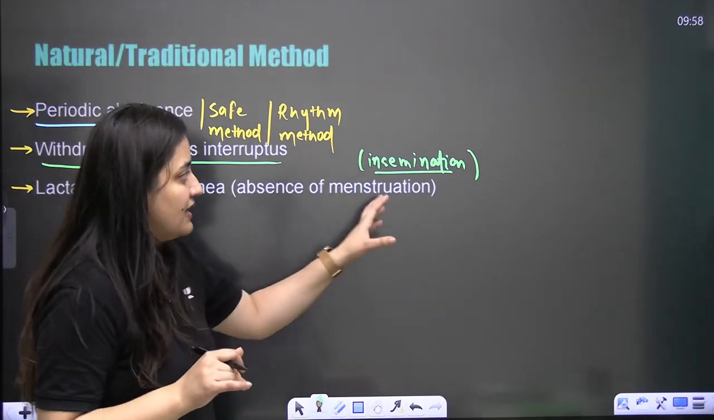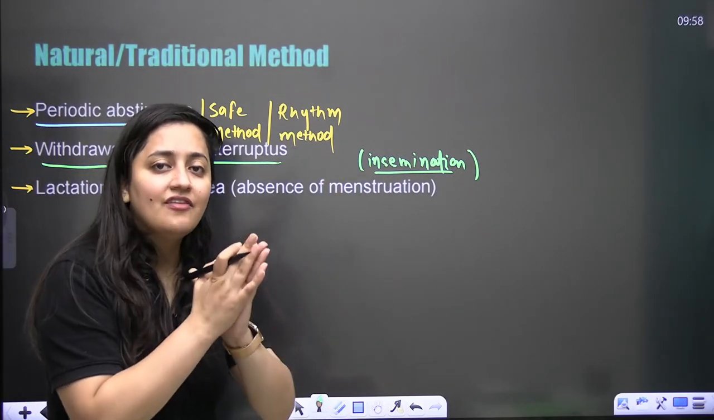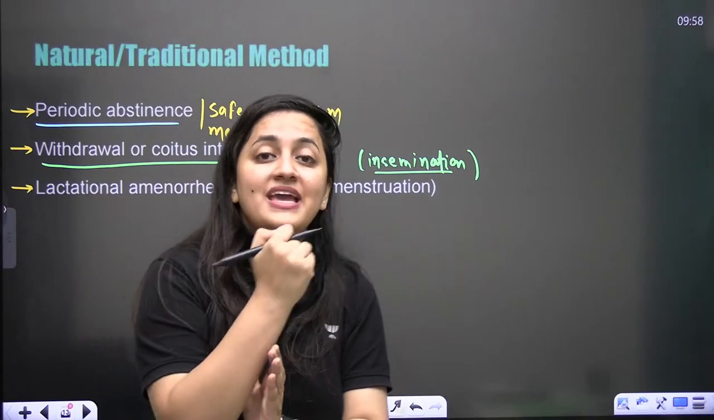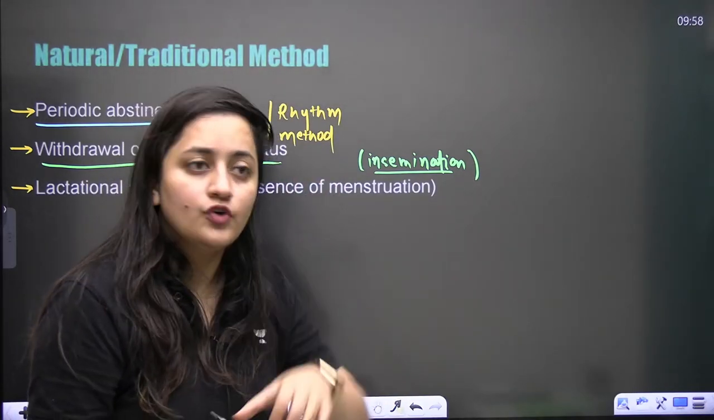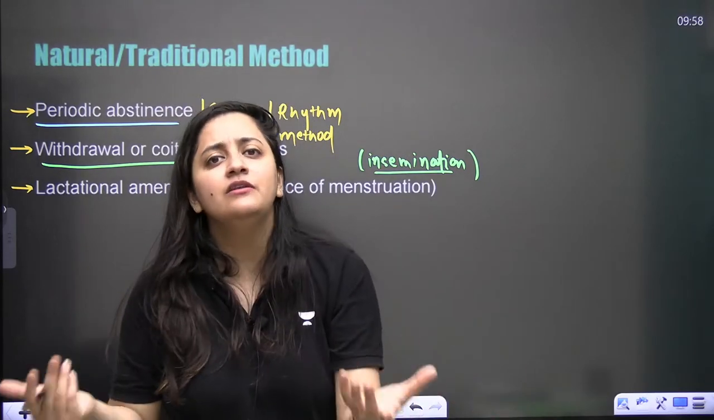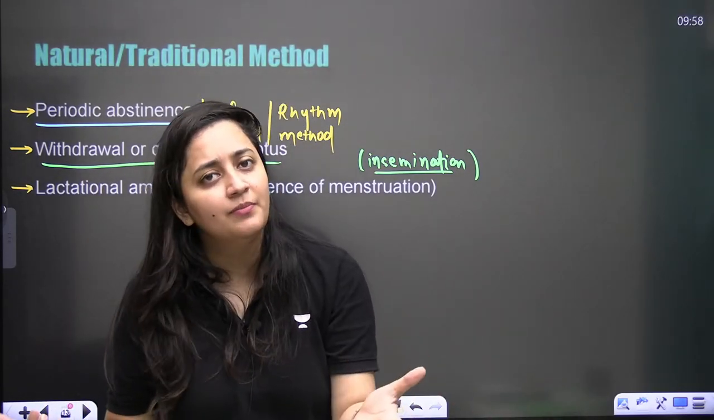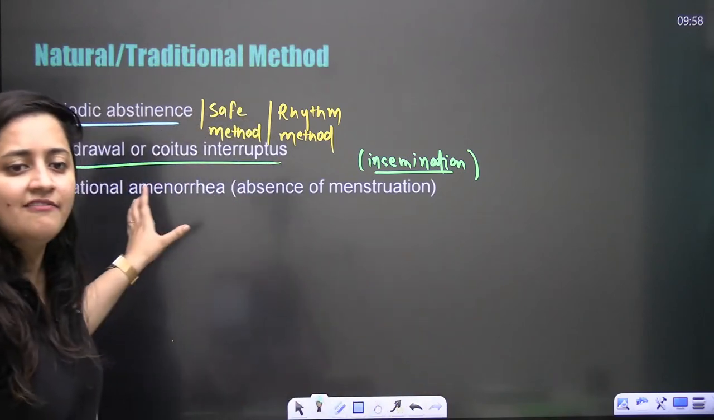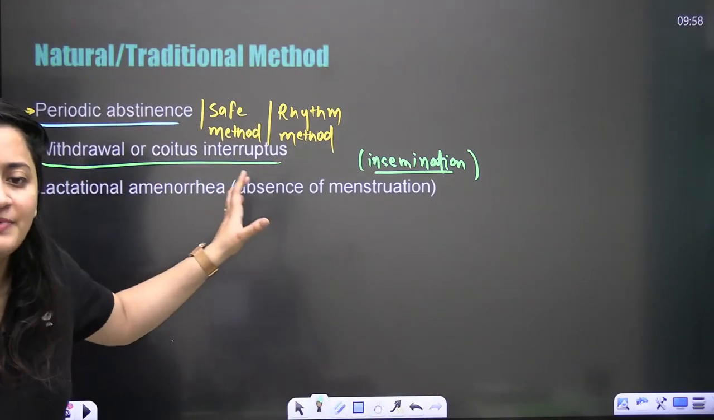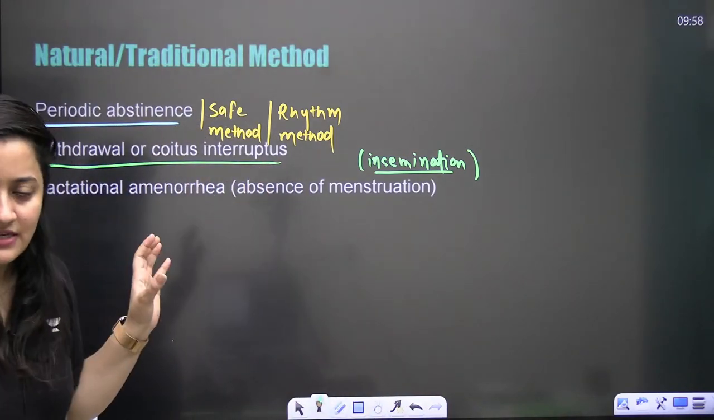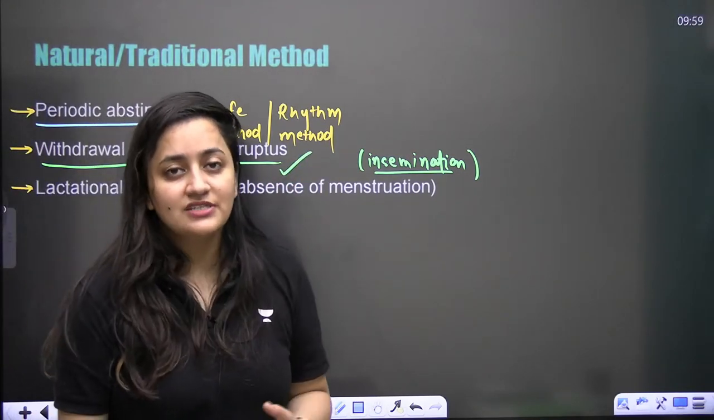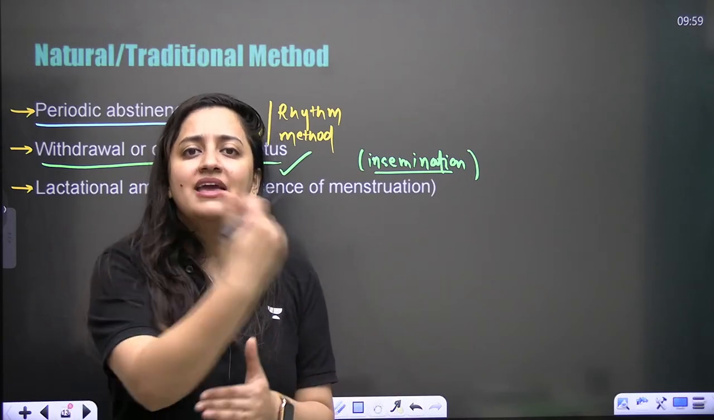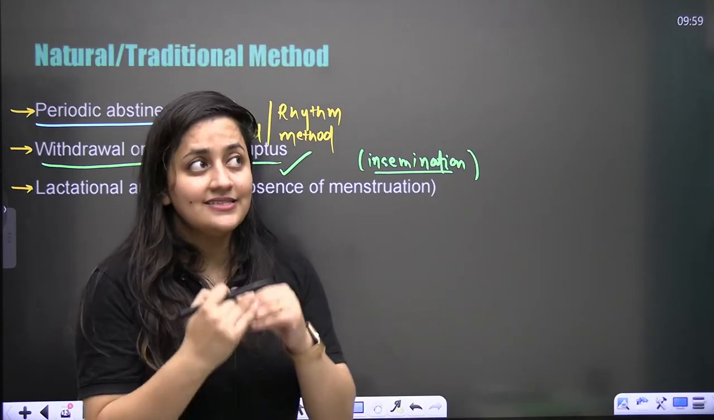Now let's say male and female are having unprotected sexual intercourse, but the male is not ejaculating the semen within the female body. So if there is no semen, obviously no sperm will be there, isn't it? So this is the withdrawal method. Withdrawal of penis before ejaculation, right? Right, but again, it is not safe.